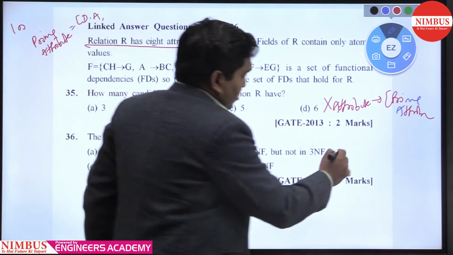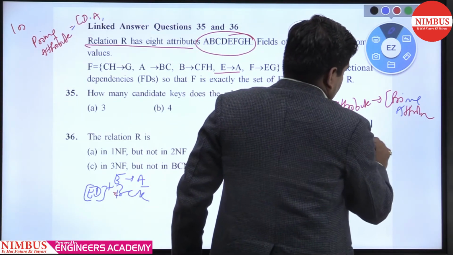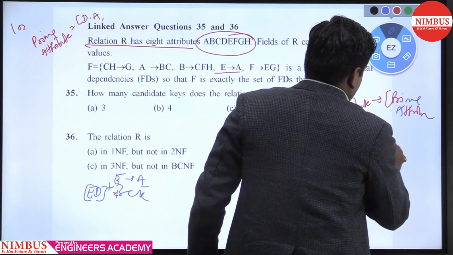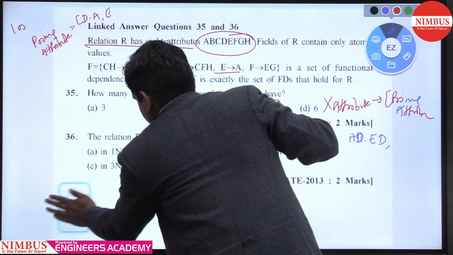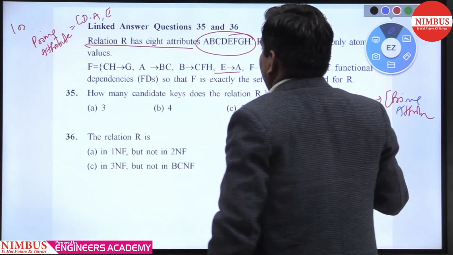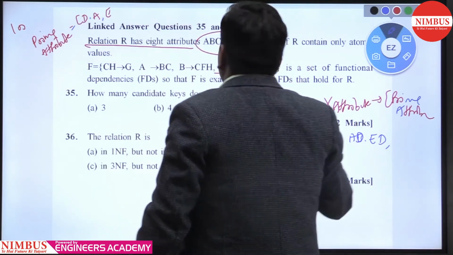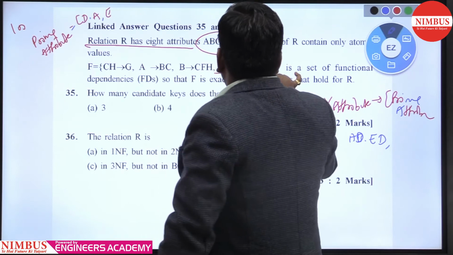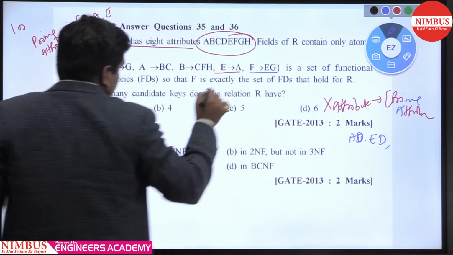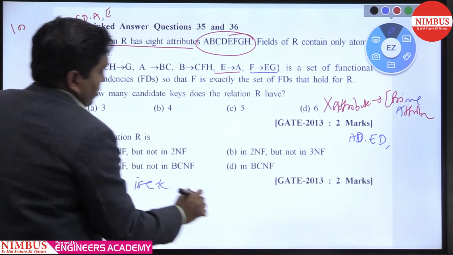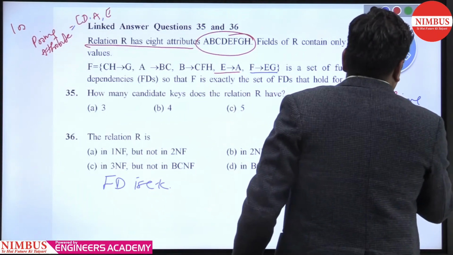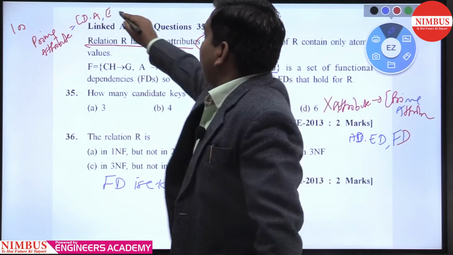I write here, the first one is AD, the second one is ED, and the prime attributes are E, D and A. A is determined by nothing else. Now we will check E. E is determined by F. Getting my point? E is determined by F. The next candidate key is FD. Here we write the F.